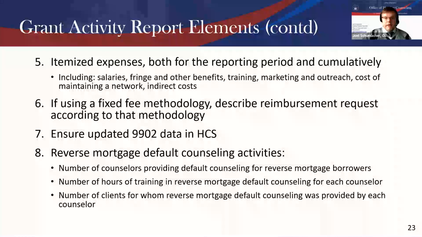If you're using a fixed fee methodology, and it's very rare, so I'm not going to spend a lot of time on this, you will need to have your GAR specify the activities done in accordance with the per unit costs. You'll have to update the 9902 data in HCS. In fact, 9902 reporting, and I'm not going to go into detail, that's another topic. But if you're a HUD approved housing counseling agency, you know what 9902 reporting is, that it's done quarterly. That is a precondition to submitting a GAR. So you won't be submitting a grant activity report until we already have the 9902 data in HCS.